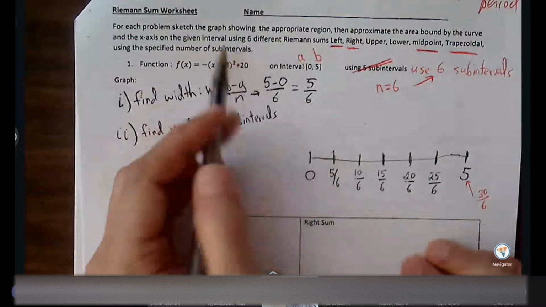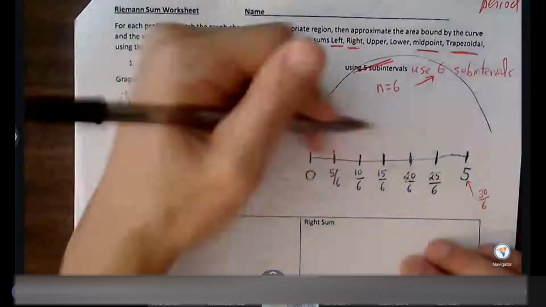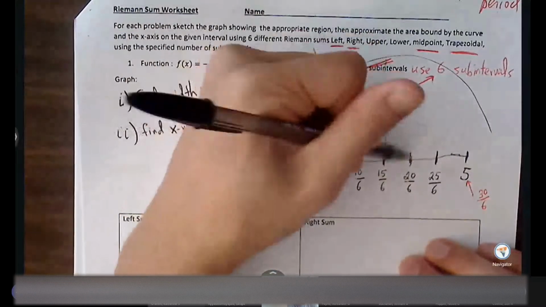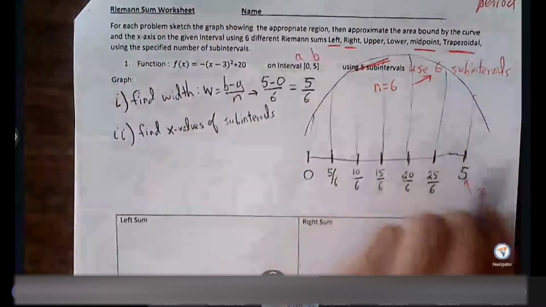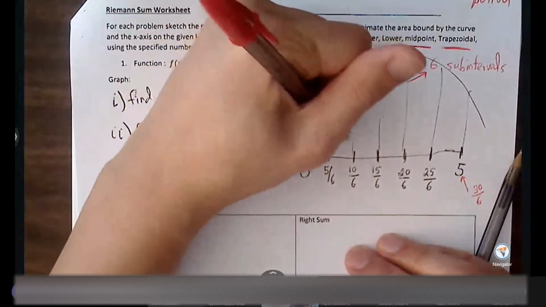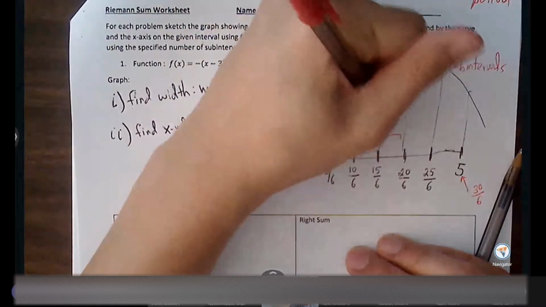I said not to worry about the graph, but the graph looks something like this. And we just have to figure out which heights to use to build these rectangles. Right? So we have the first subinterval here, second subinterval, third, fourth.